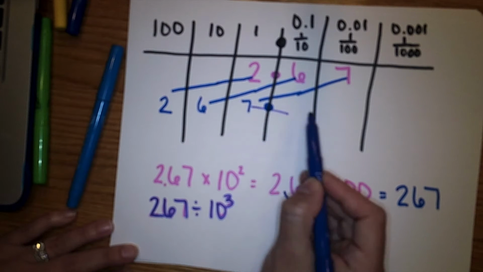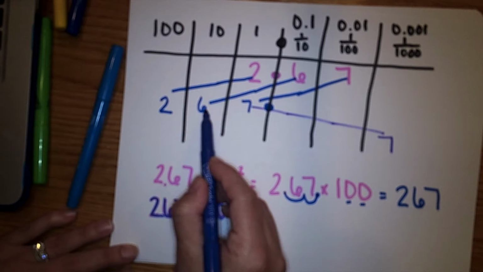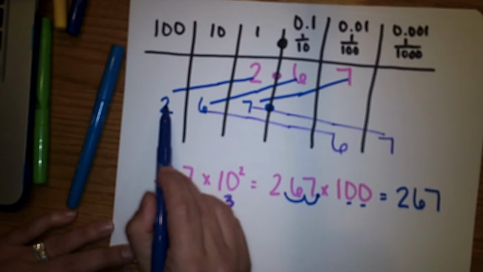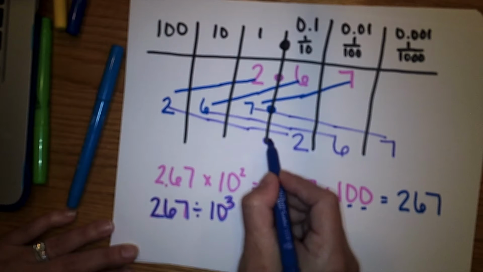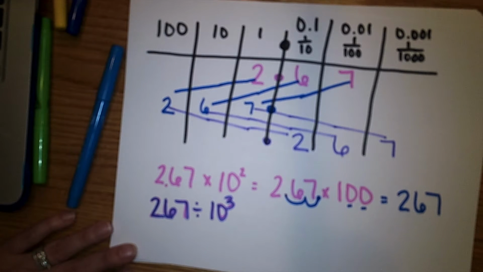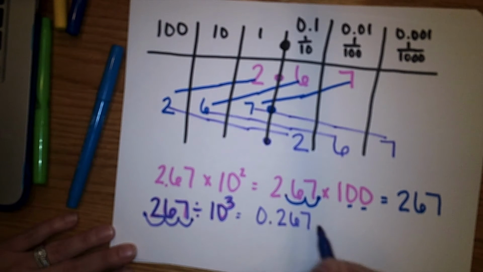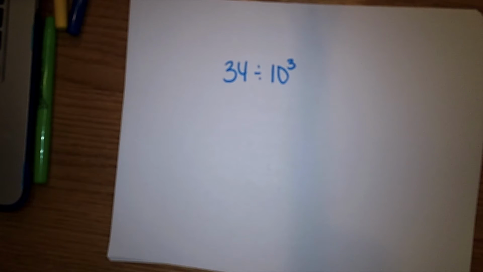So the 7 is going to move 1, 2, 3 times, and it's going to wind up here. The 6 is going to move 1, 2, 3 times and wind up here. The 2 is going to move 1, 2, 3 times and wind up here. And our decimal doesn't actually move. It stays the same. But when we come to the problem, what it looks like is the decimal is right here, and it goes 1, 2, 3 times. And so my product is 267 thousandths.